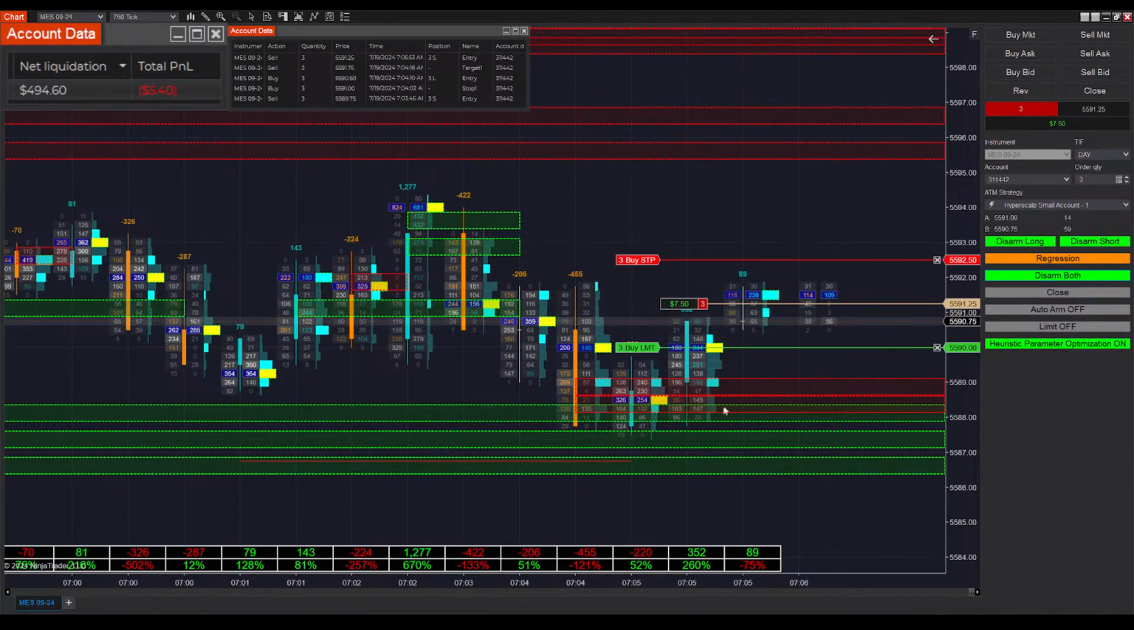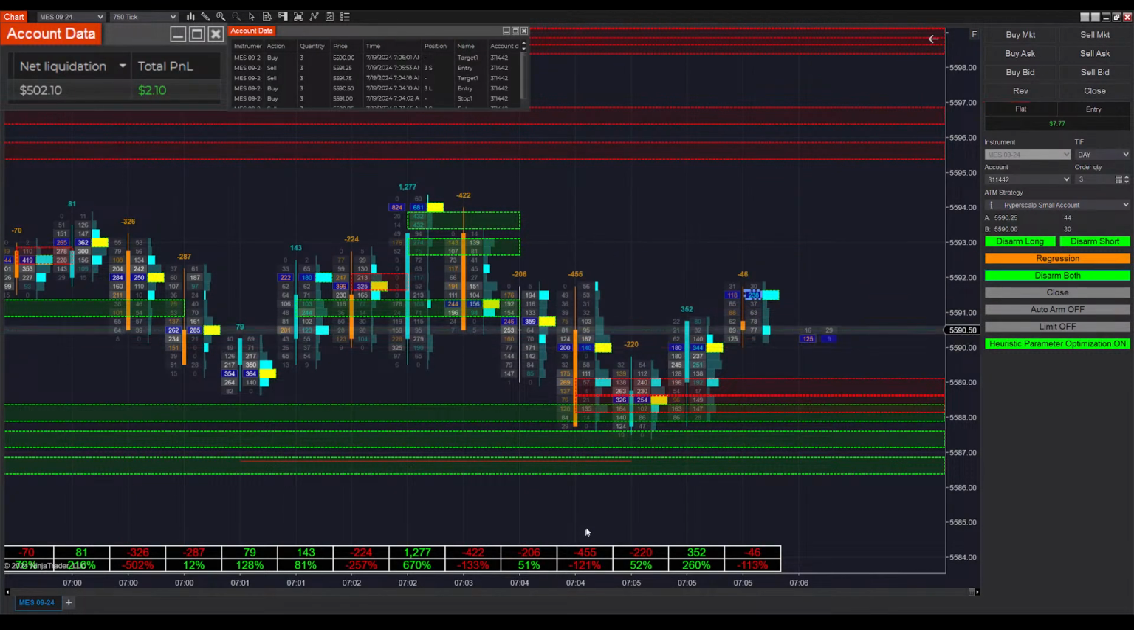There we go. Just got filled into our third trade of the day here. Let's see if we can end up winning it. There we go. Now we are in profit. We're up $7 on the day.